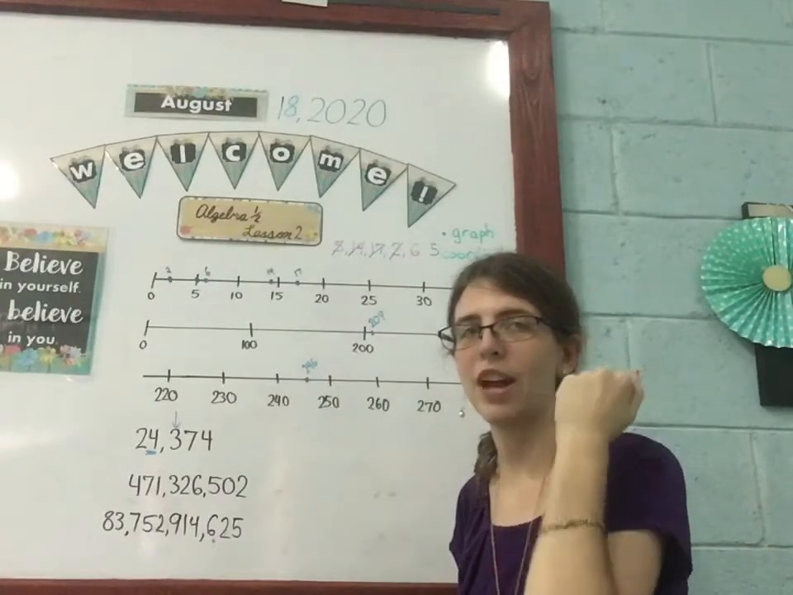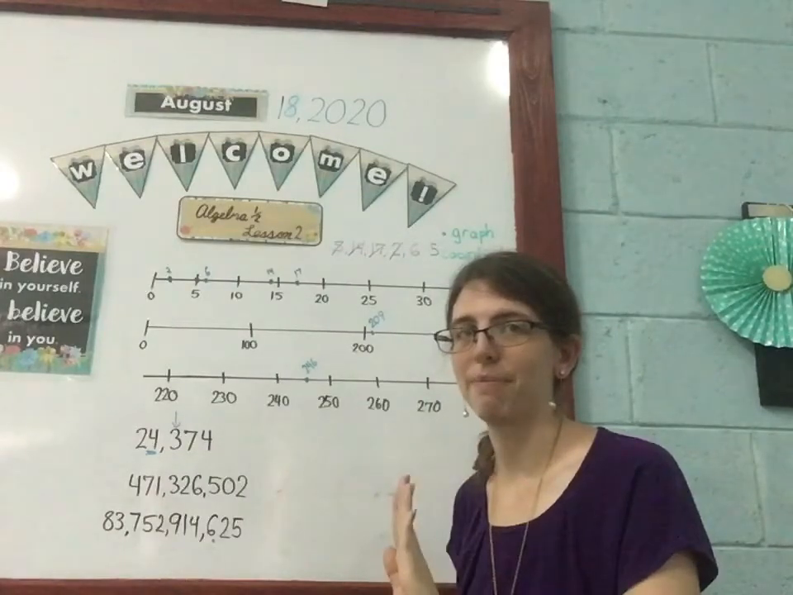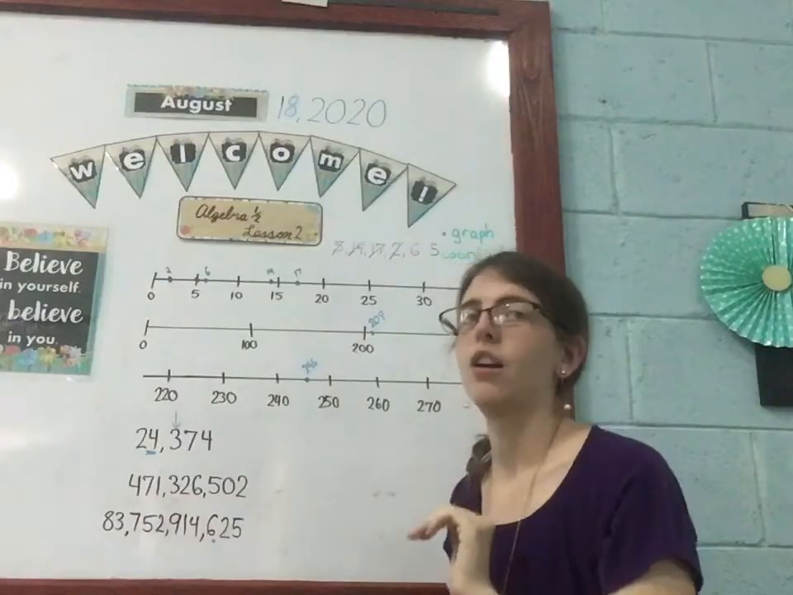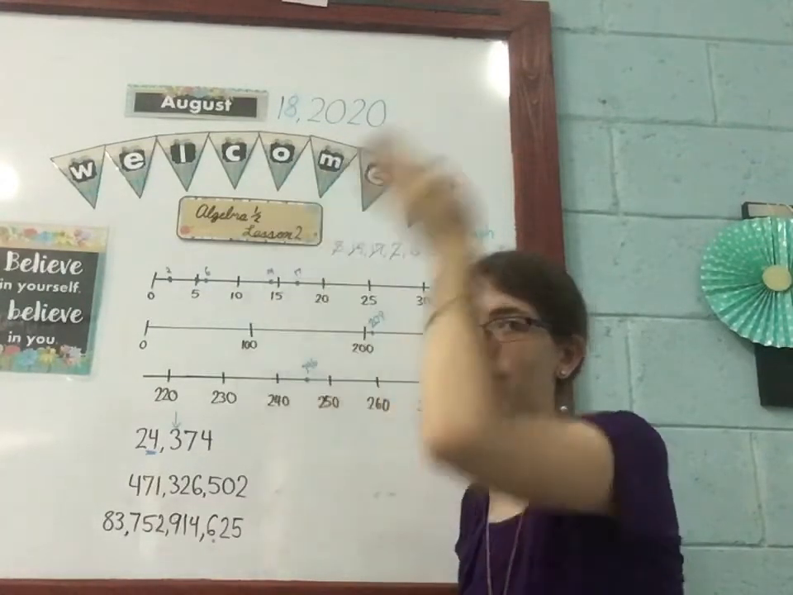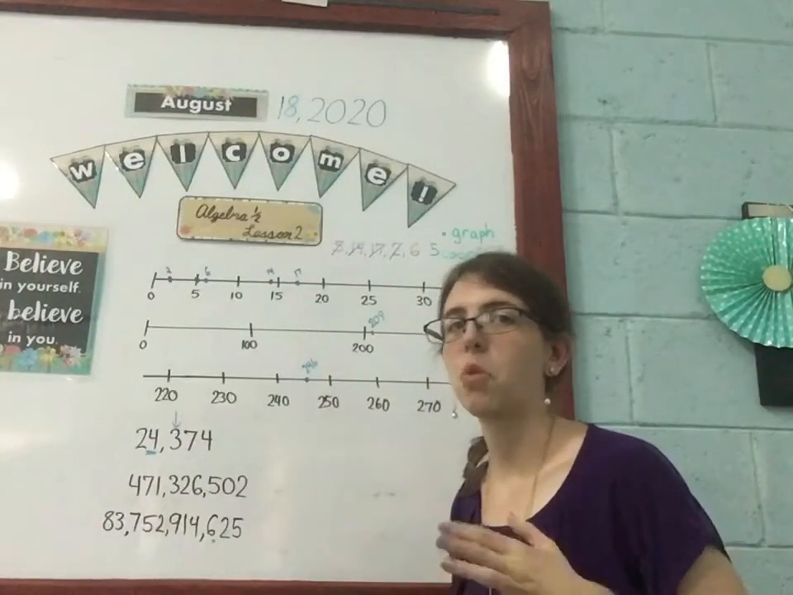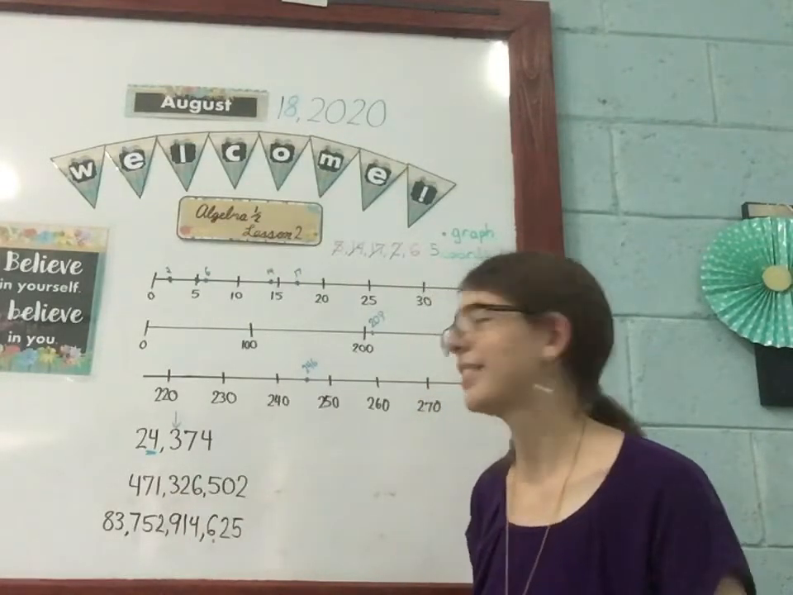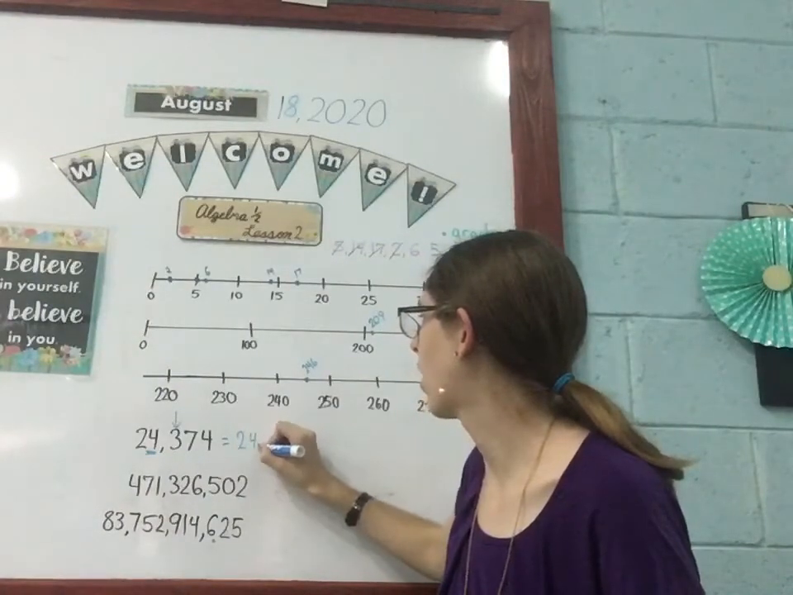Okay? Let's try it again. If that number is 4 or less, keep it the same. If it's 5 or greater, round up. So 3, is that 4 or less or 5 or greater? 4 or less. So we keep it the same and it becomes 24,000.